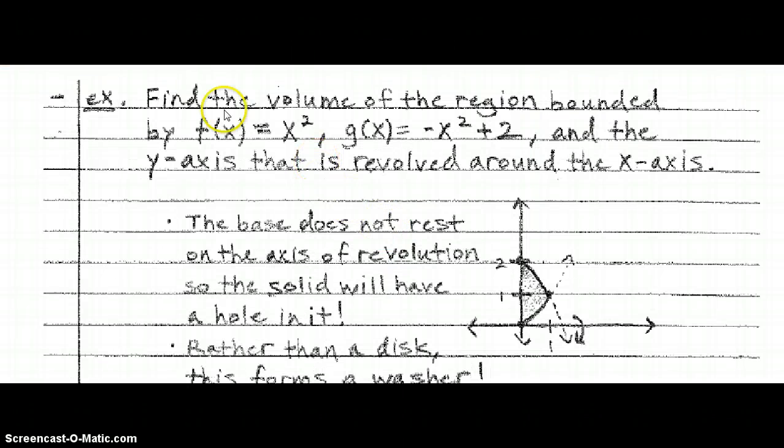Another example of this would be to find the volume of the region bounded by f of x equals x squared, g of x equals negative x squared plus 2, and the y-axis, and revolve that around the x-axis. So this time we have x squared, our bottom curve, and negative x squared plus 2, our top curve. They intersect here at x equals 1, which you would have to set them equal and figure that out unless you had a graphing calculator. And then the y-axis is also a boundary. If we're going to revolve this around the x-axis, there's this gap right here, this white space between our bottom curve and the x-axis, so it creates a washer.